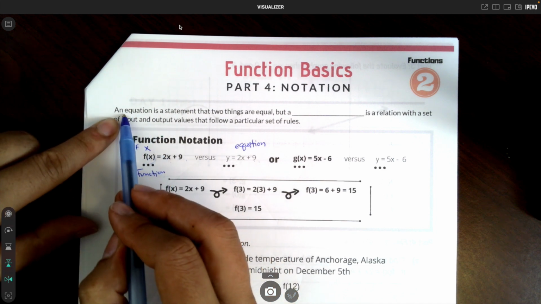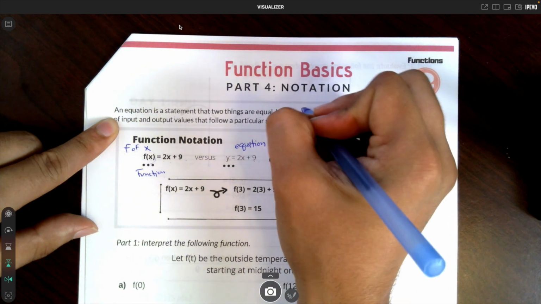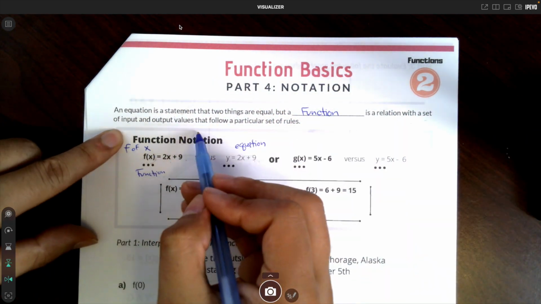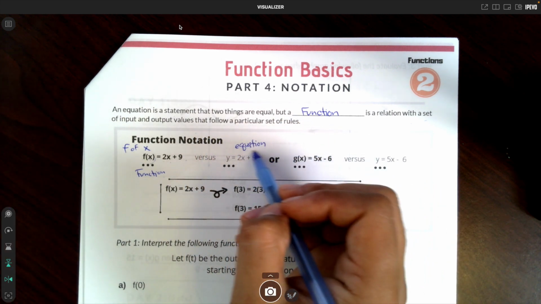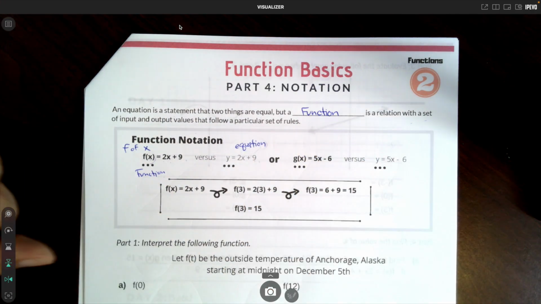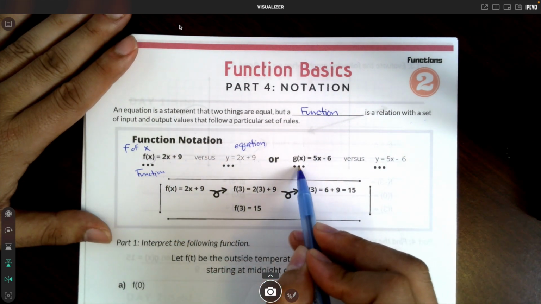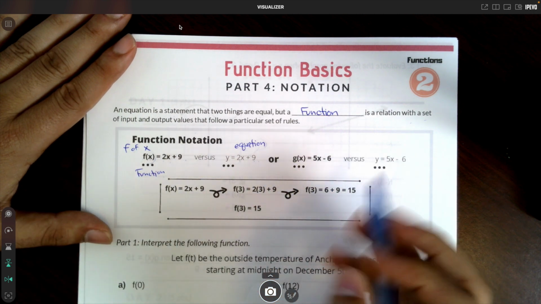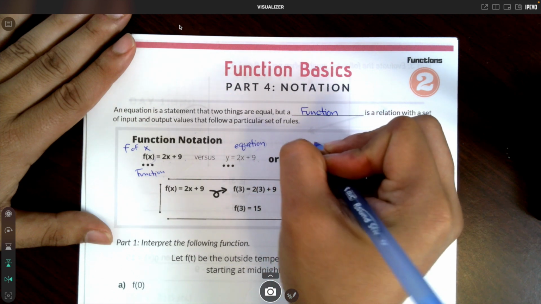So let's go look at the definition. An equation is a statement with two things that are equal. But a function is a relation with a set of input and output values that follow a particular set of rules. So it's like saying an equation doesn't have any rules, but a function is very specific and it has rules. So you have to pay attention to the rules, even though it looks exactly the same. This one over here, this is a function too. Even though it's no longer an f and this is a g, this is still a function. The function is called g of x.